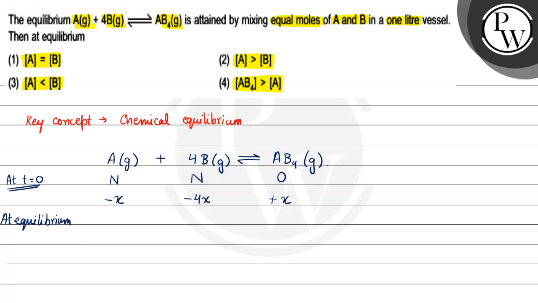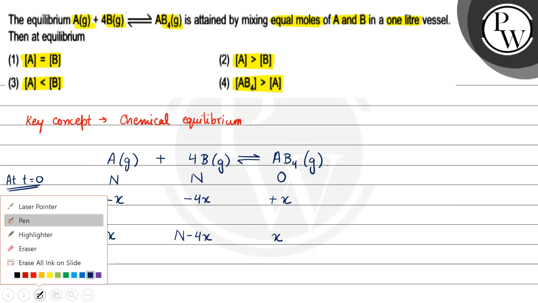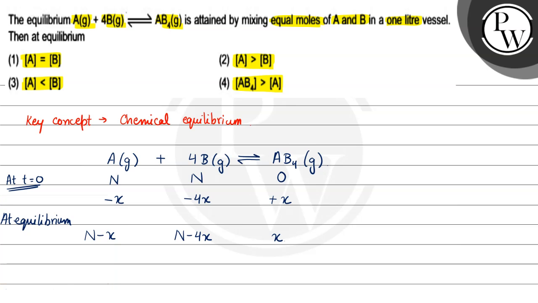So at equilibrium the number of moles of A become n minus x, number of moles of B become n minus 4x and number of moles of AB4 become x. Now, we are asked about the concentration of the components. Concentration of A becomes number of moles of A upon volume. Because the volume given in the question is 1 liter, so सारे cases के लिए volume 1 ही होगी because gaseous mixture पूरे vessel की volume same रहती है.